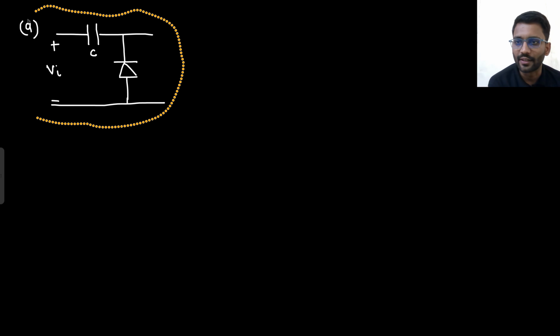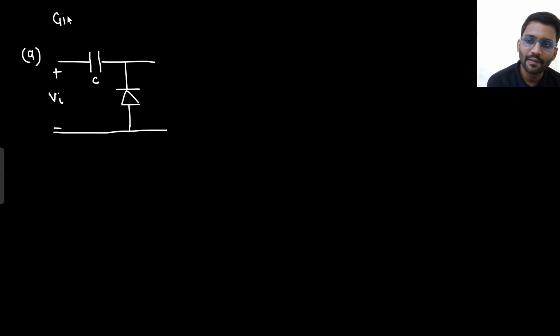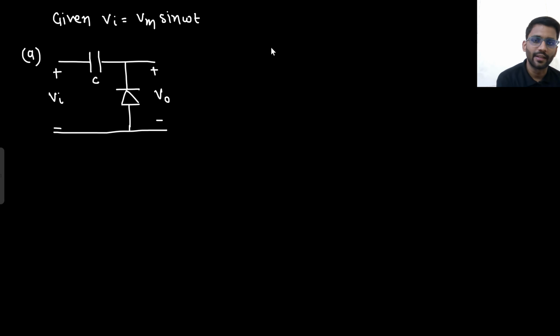So circuit A. This is capacitor C. This voltage is Vin. So Vin is constant for all. That is Vm sin omega t. So you need to tell me the output. Given that Vin is same for all, that is Vm sin omega t. So tell me the output. What will be the output of this circuit?